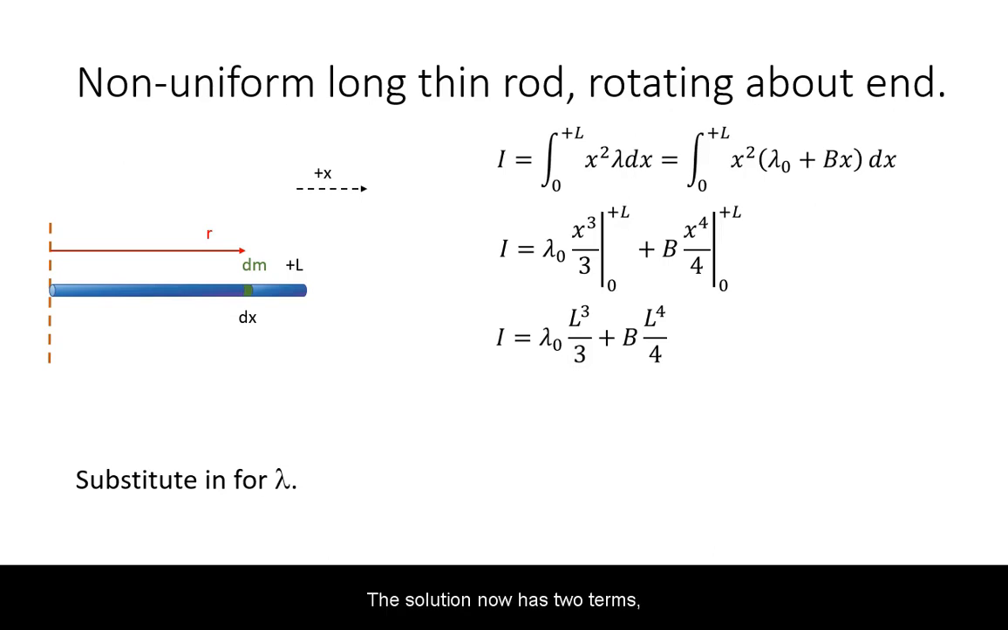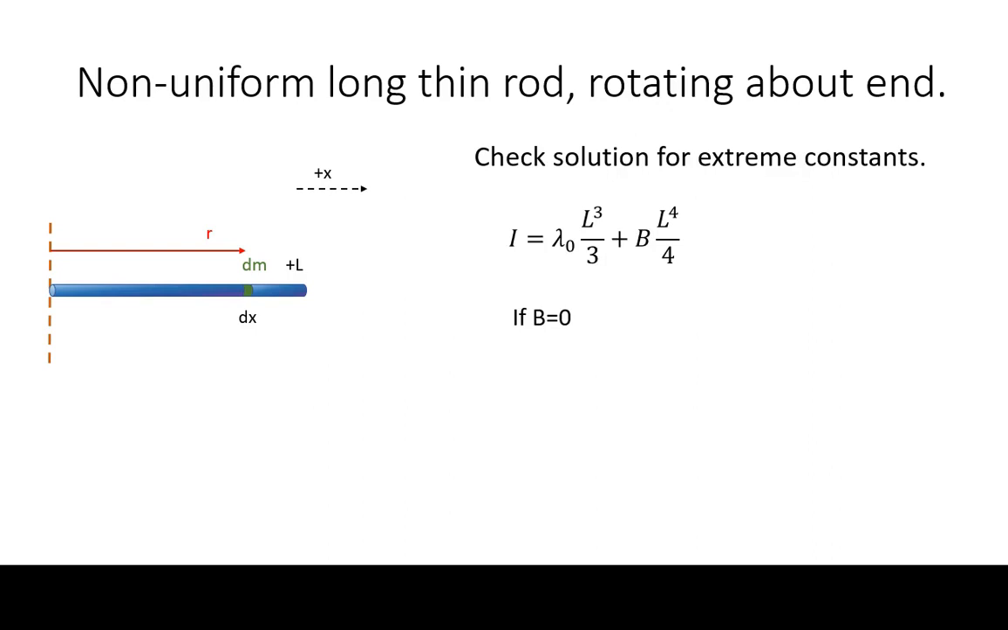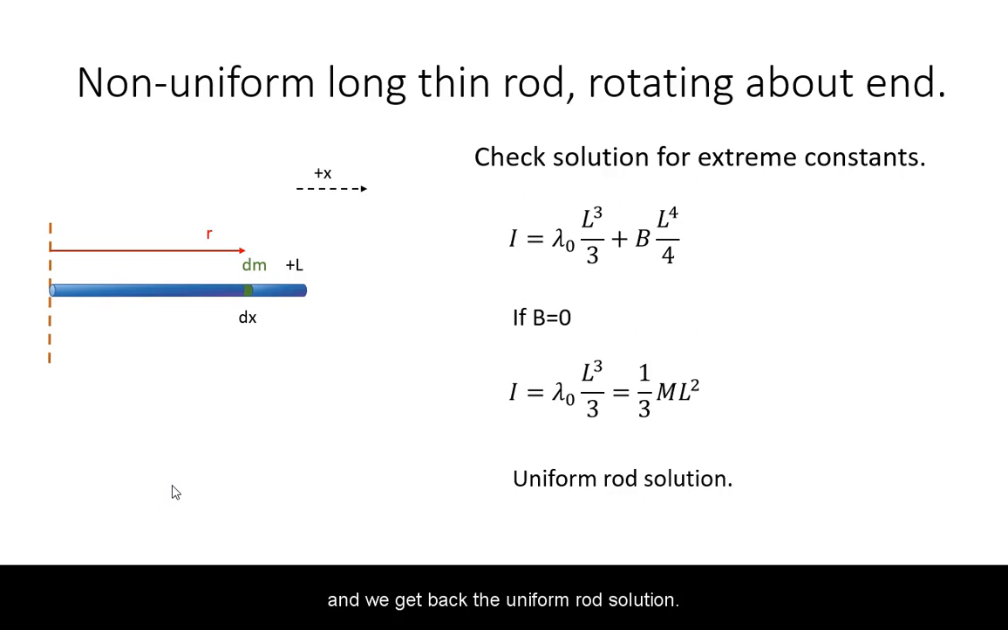The solution now has two terms that depend on the constants of the density variation. To interpret the solution, you can check the extremes of those constants. In this example, if b is equal to 0, the second term disappears and we get back the uniform rod solution.